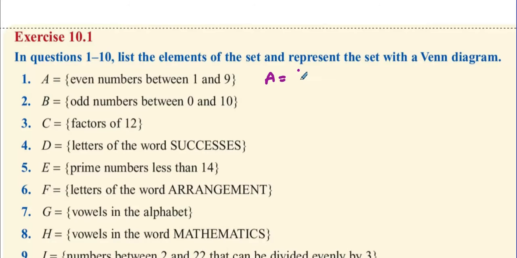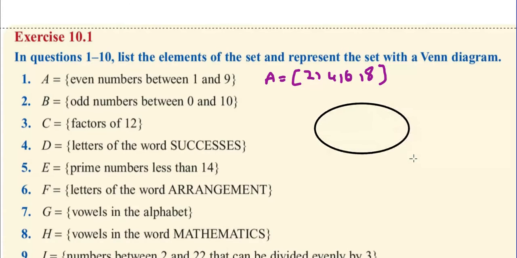So in question A, what we have is the even numbers. So the even numbers are 2, 4, 6, 8. And then to represent this, you just get yourself an oval, like an ellipse. You put down that it's A on the outside, and then you have 2, 4, 6, and 8 inside your circle, and you're done. That's it. Okay, that's question 1 done.